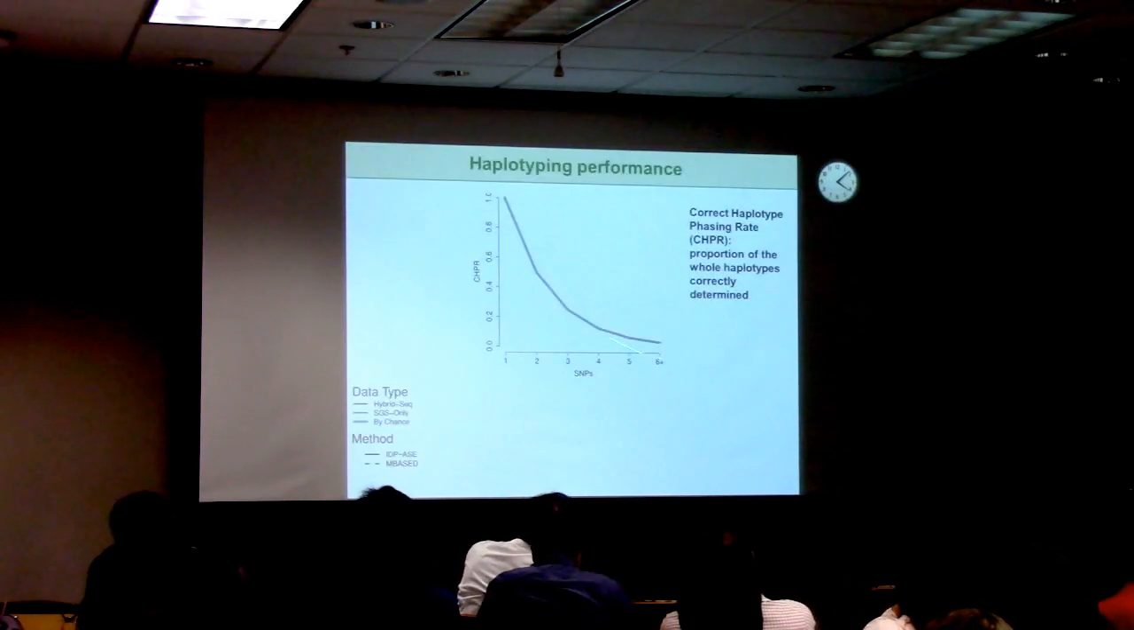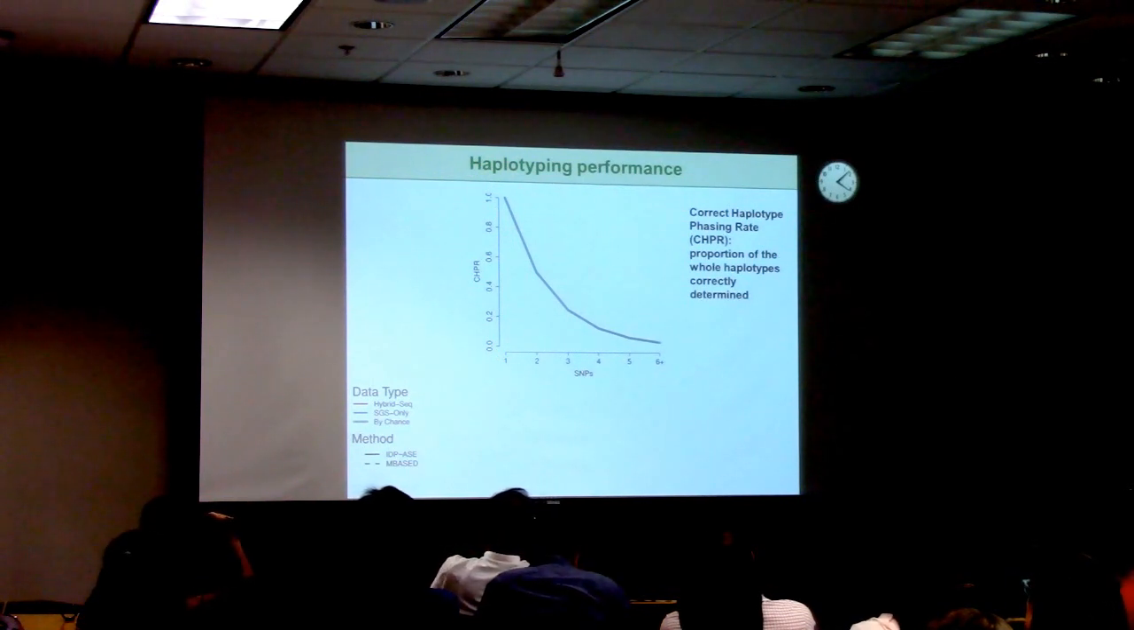Okay, coming back to here. This is the accuracy of the haplotyping, and this is the number of SNPs you have in your genes. Remember, this is the random guess, right? So you won't make a worse guess than this one if you have some data.